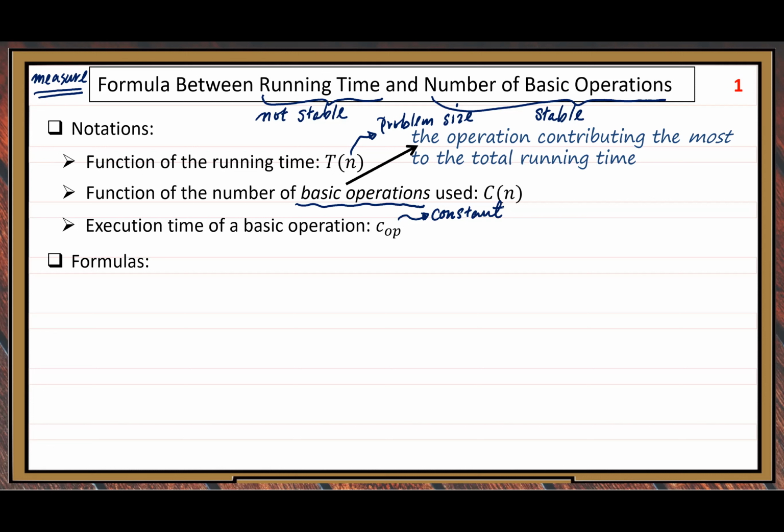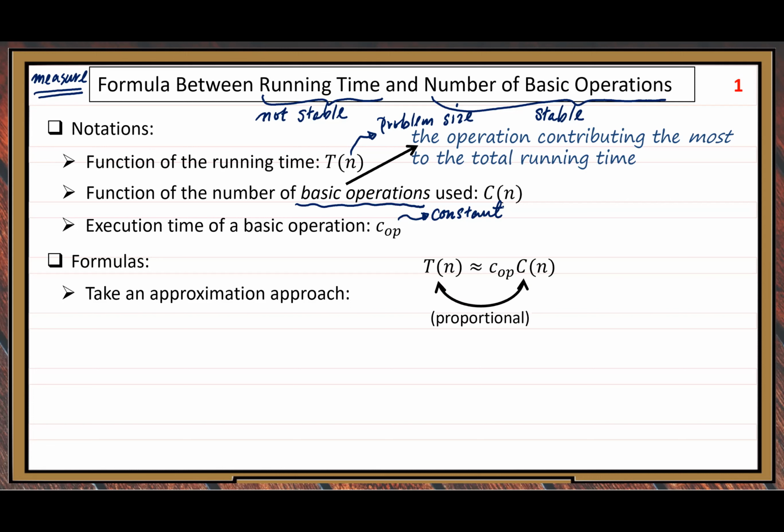All right. Formulas. Let us compare these formulas. Here we take an approximation approach because we ignore those minor operations. That's already an approximation step. So our approximation formula is like this: T of n approximately equal c op times capital C of n. That's a straightforward approximation. We use this approximation formula to get the relationship between these two functions, T of n and capital C of n.